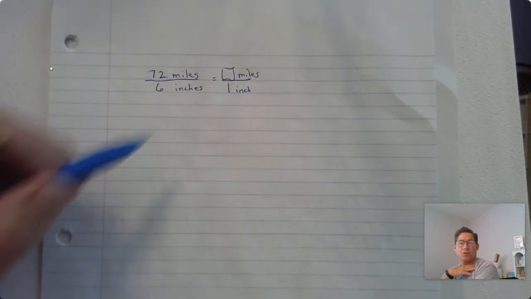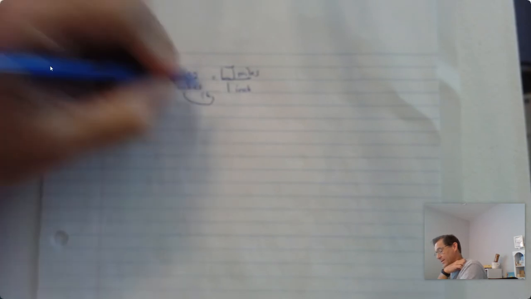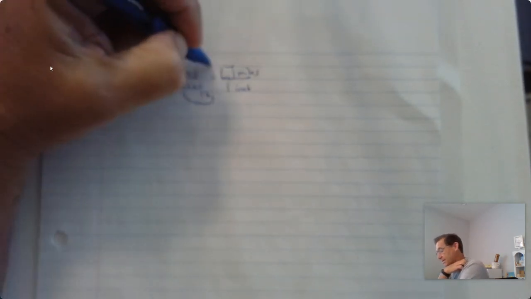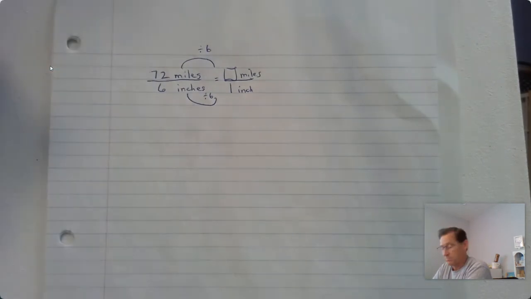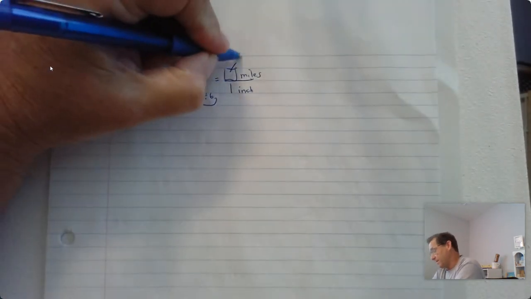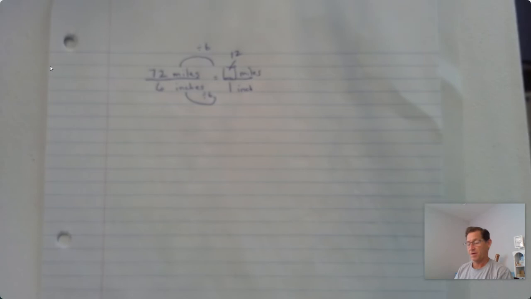So how do you go from 6 to 1? Well, we would divide by 6. So take 72 and divide by 6. And we should know that 6 times 12 is 72. So 1 inch equals 12 miles.